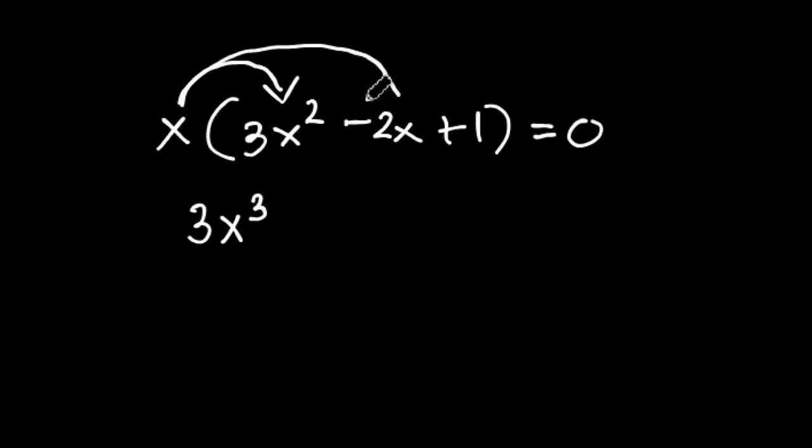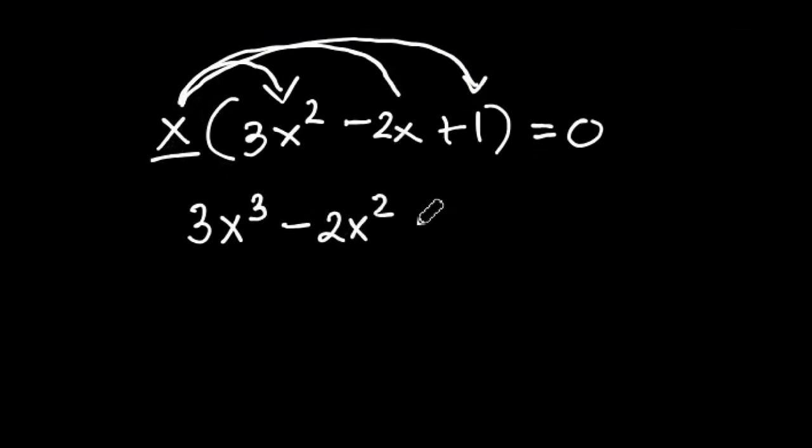Also, this x will multiply natin sa second term. X times negative 2x, we have negative 2x squared. Finally, this x will multiply to the last term, that will give us x or positive x. X times 1 is positive x equals 0.